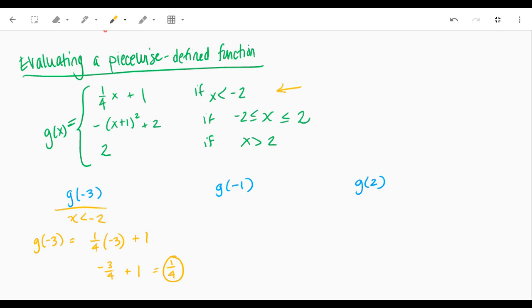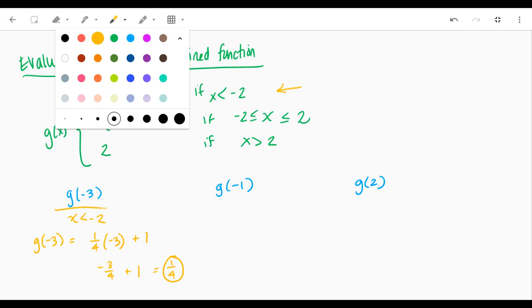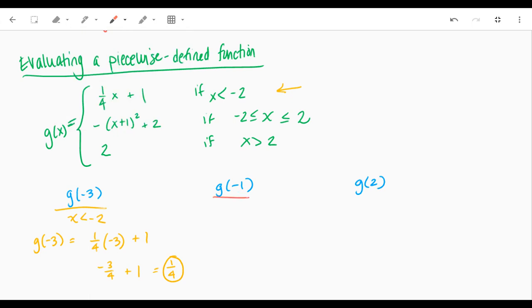Next, I have g of -1. Okay, so -1 is between -2 and 2. So I would be on this piece right here. Okay, there we go. -1 is between -2 and 2. Okay, so I'll have negative (-1 plus 1) squared plus 2. So that'd be 0 squared. So I just have 0 plus 2, which is 2.